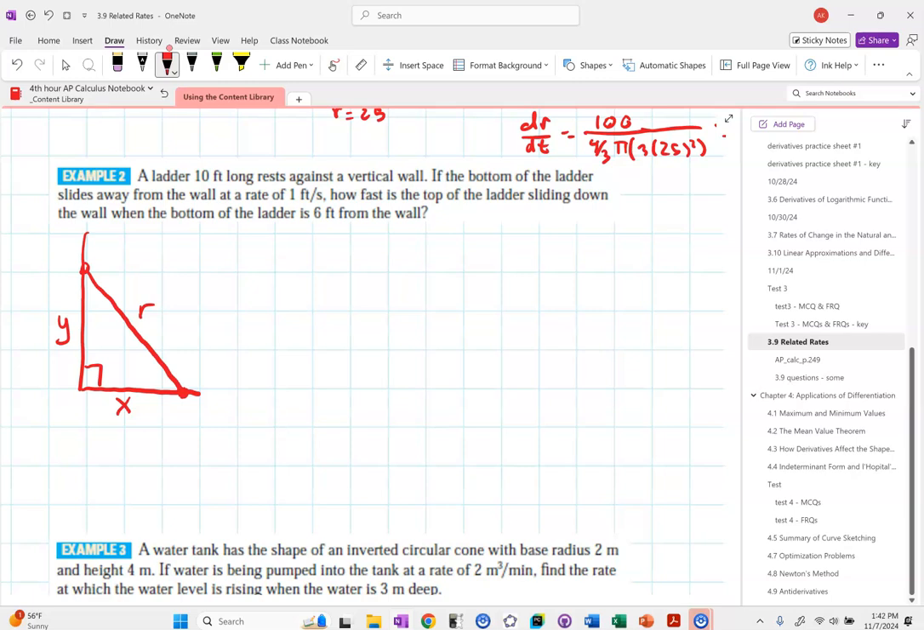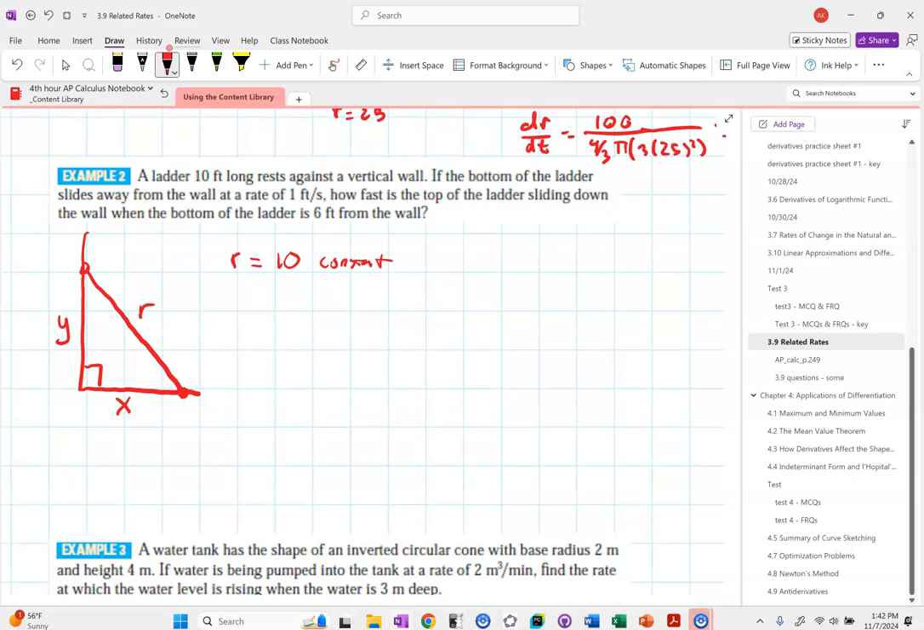All right. It says a ladder 10 foot long rests against a vertical wall. What is that telling me? r is 10. What else is r? Yes, it's feet, but what kind of quantity is it? It's a constant, right? No matter where that ladder's sliding, the length of it is always still 10. Is the distance the ladder is from the wall going to be constant? No. x and y are variables. Everybody's good?